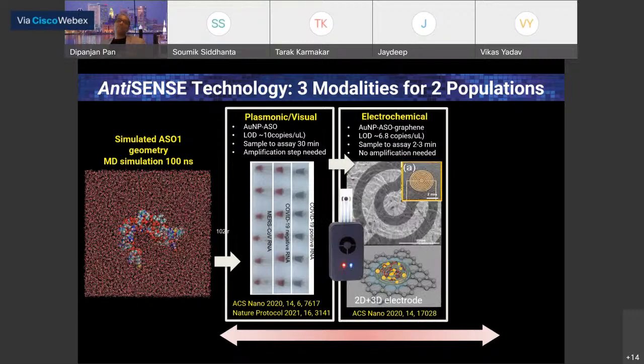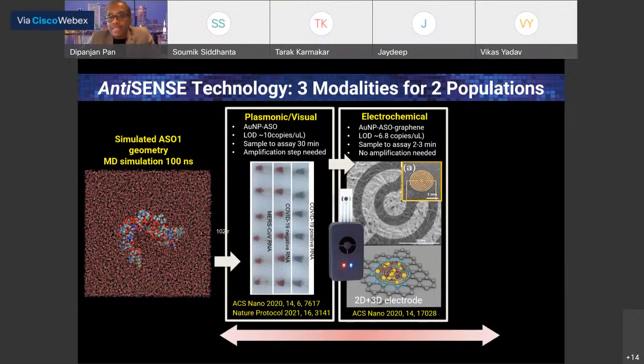Then what we did is we wanted to get to an electrochemical test, something like a glucose test that diabetic patients use at home. Here again, it's all material science. We applied a combination of hybrid 2D and 3D material to prepare an electrode. Based on that, we found that we can even get to a limit of detection of 6 copies per microliter, with no amplification needed.